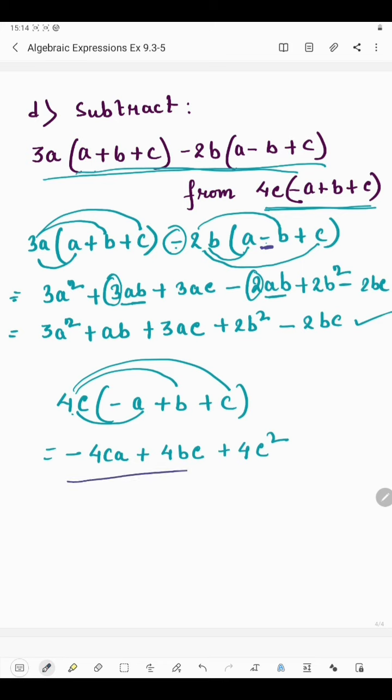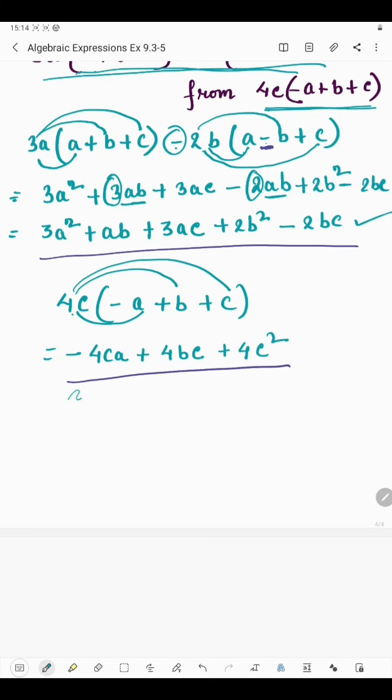Now from this expression we will subtract this. Okay, so this should be written on top. This should be written on top. So it's minus 4ca plus 4bc plus 4c square. Okay, now here we will write the second term. Now a square term is not present, so we will put at the end. Okay, now AB term is also not present, so we'll put at the end.